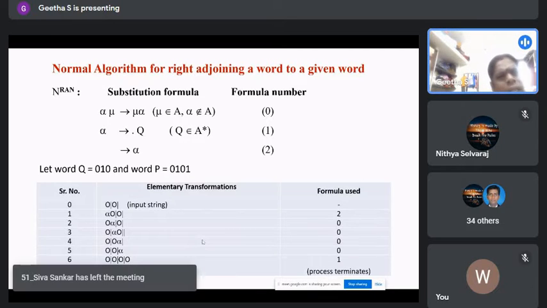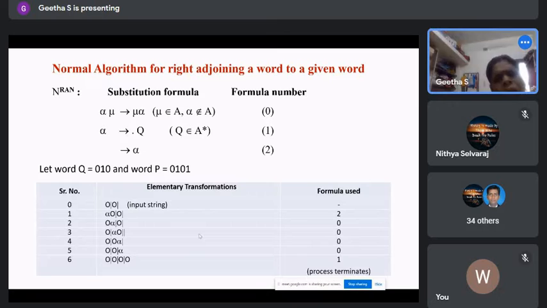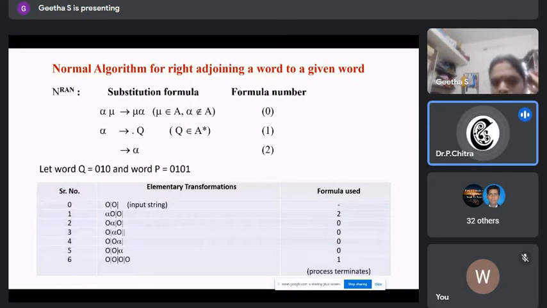So how will you apply it in the normal algorithm? Hello? Hello? Hello? Yes, ma'am, you're audible, ma'am.